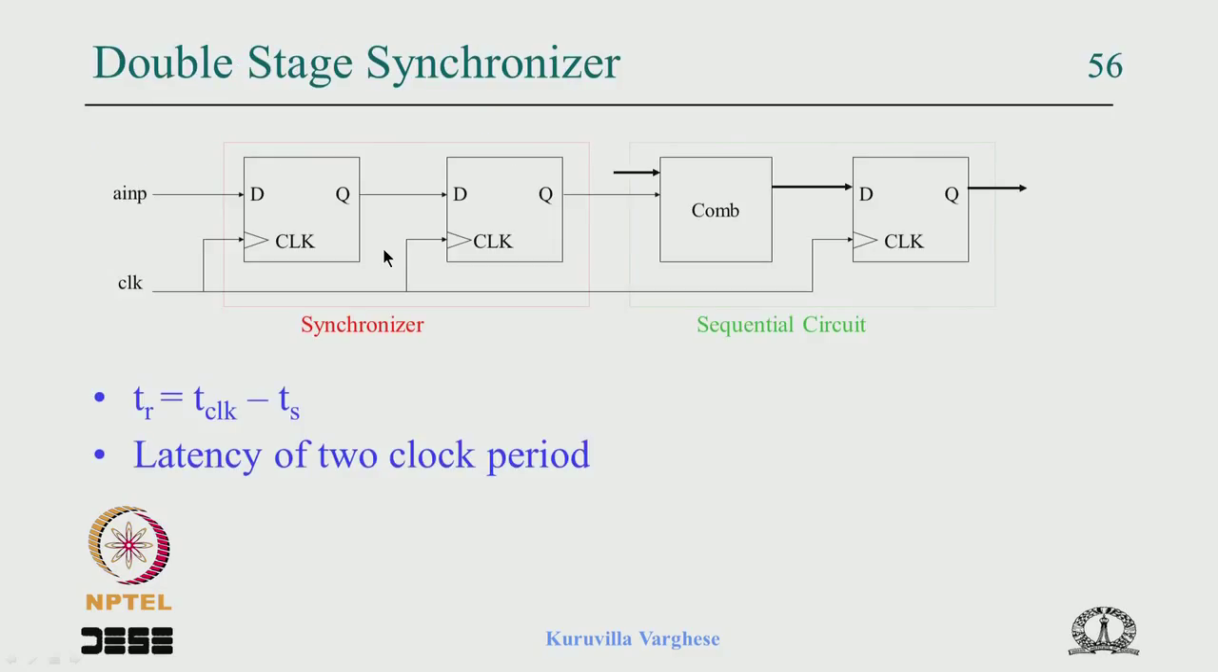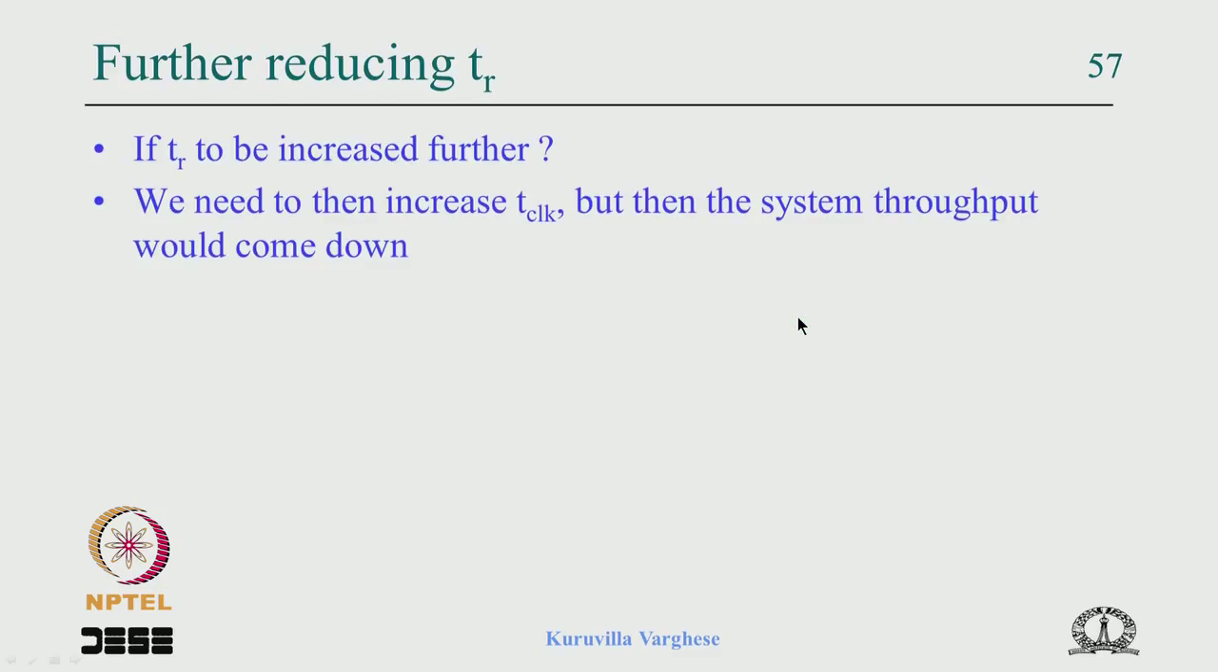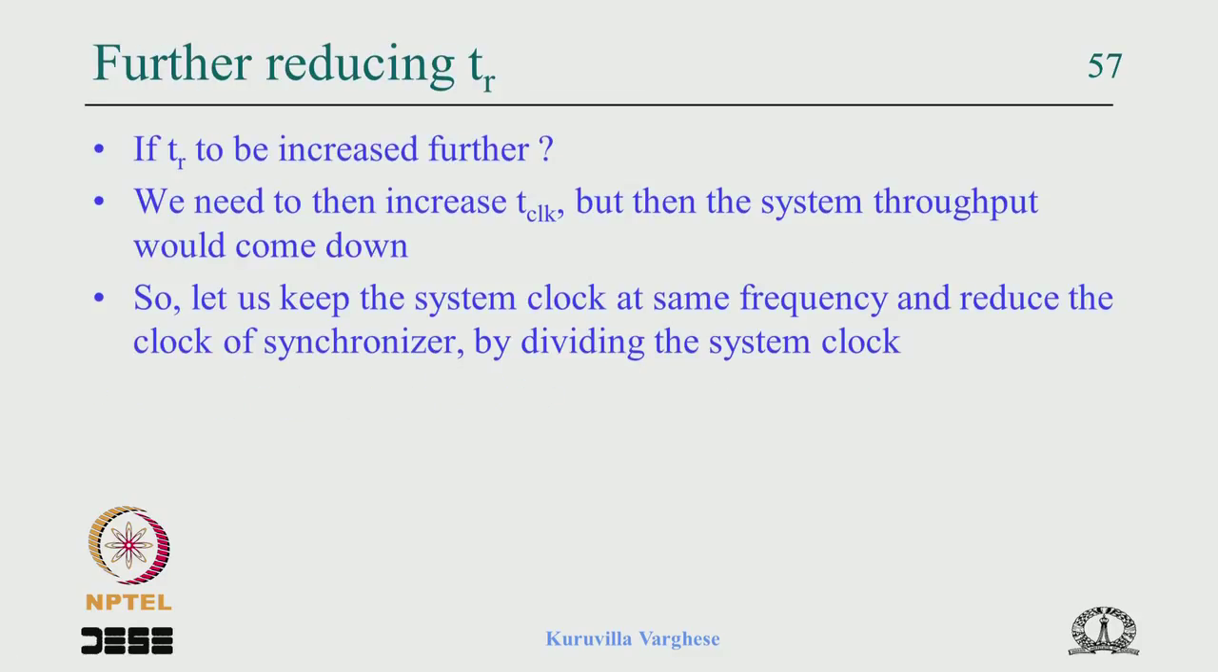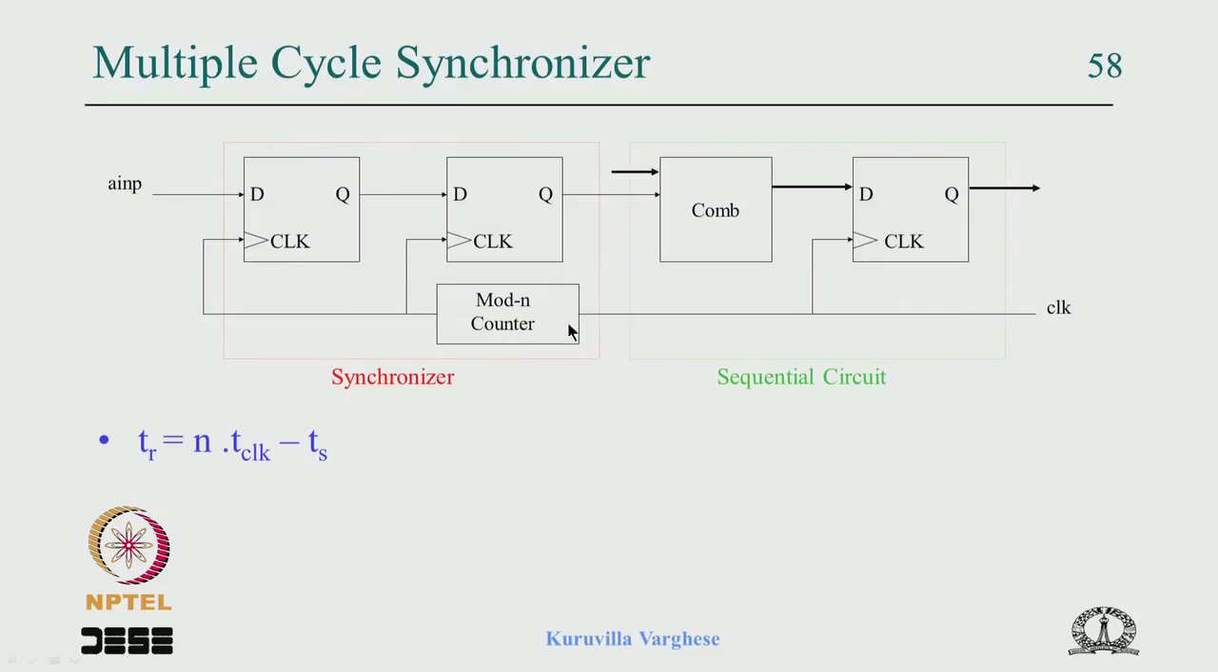Now suppose you assess the probability and find that it is not enough, the mean time between failure is not very large, then we will be forced to increase the clock period. But then the rest of the circuit should not be affected. So what we do is divide the clock for this part and retain the original clock for the sequential circuit, the main data path. That is what is shown here.